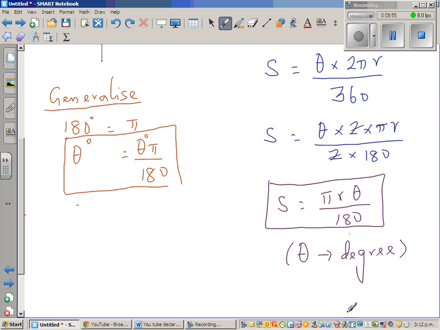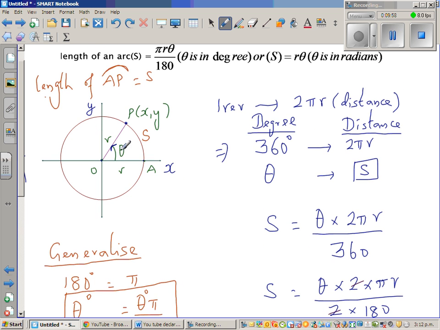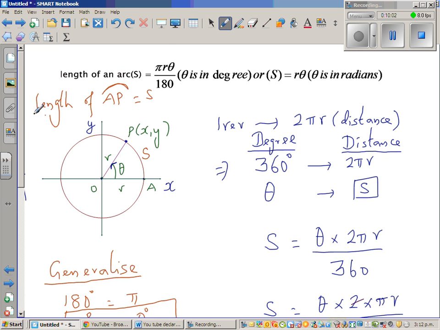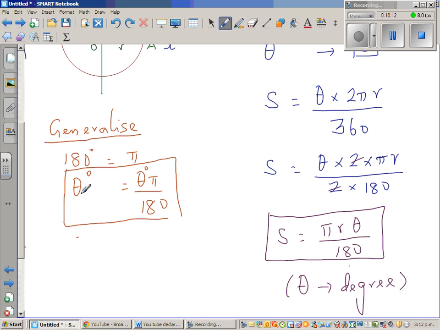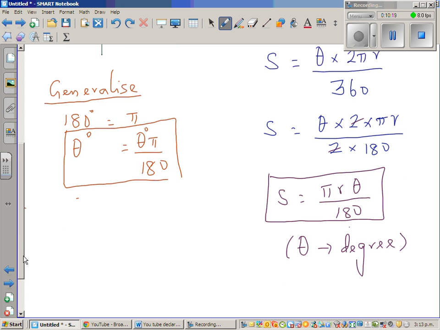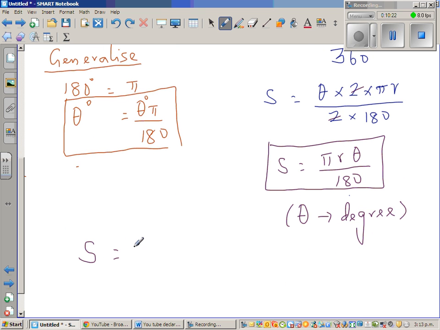So, length of an arc, if theta is in degrees, can be found by this formula, which is pi r theta over 180. You can prove this yourself, if you understand this logic. Now I just told you theta, if it is in degrees, is theta pi over 180. So let us look at this formula. S is equal to pi r theta over 180. This I can write as r times pi theta over 180.